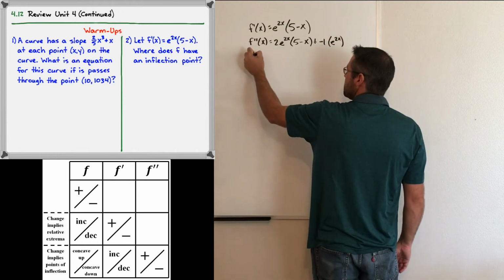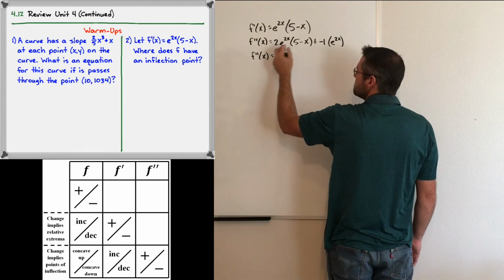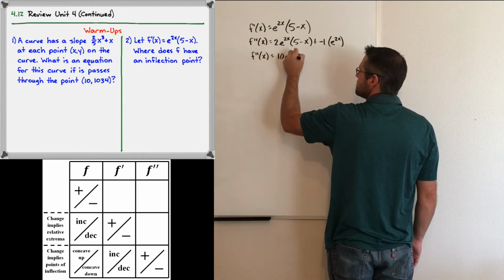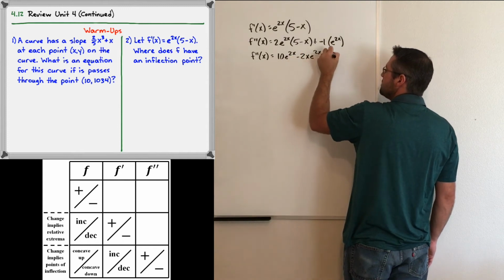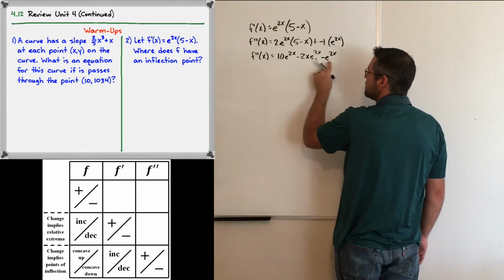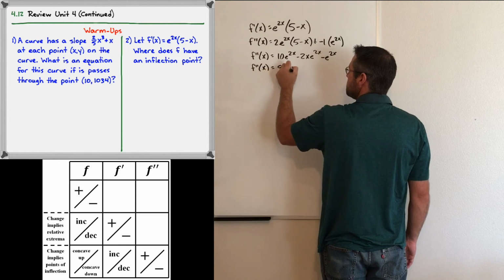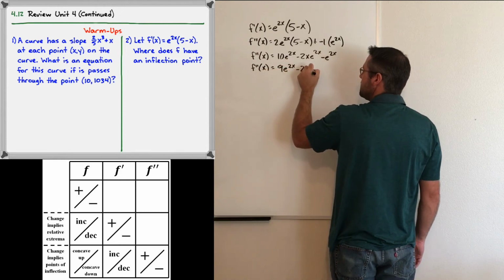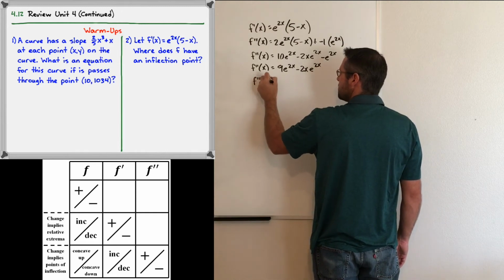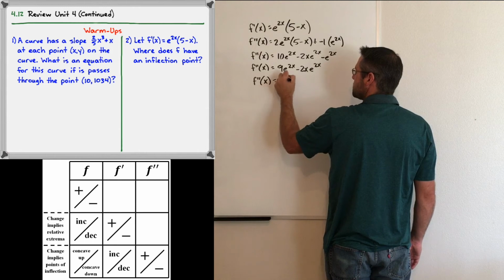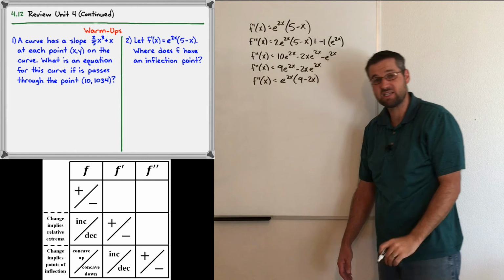And then we'll go ahead and simplify this guy. So f double prime of x is equal to, and I'll distribute here. So 2 times 5 is 10, so 10 e to the 2x minus 2x e to the 2x. And then here we get minus e to the 2x. And then these are like terms, so we'll add those together. So f double prime of x is equal to 9e to the 2x minus 2x e to the 2x. And then from here we'll go ahead and factor. So we can factor out e to the 2x, and we're left with 9 minus 2x here. So there's our factored form of the second derivative.